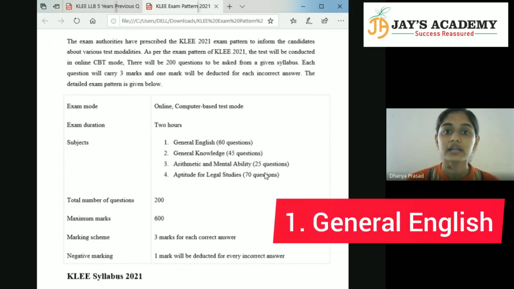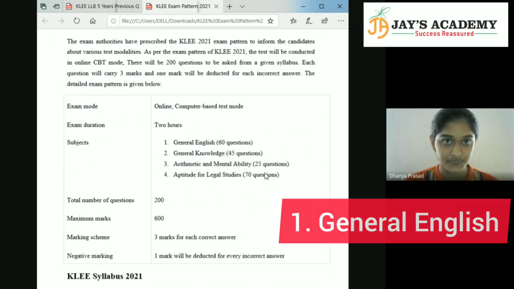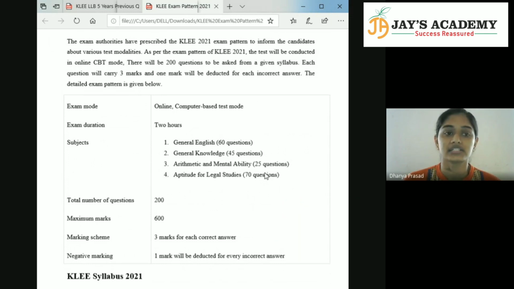So the first part is a general English section. Okay, so in this general English section, usually your English grammar may be tested. You will have some error correction. You will have some comprehension passage. So just like any other entrance exam or any other competitive exam, how your English is going to be tested, this exam is also going to do the same.